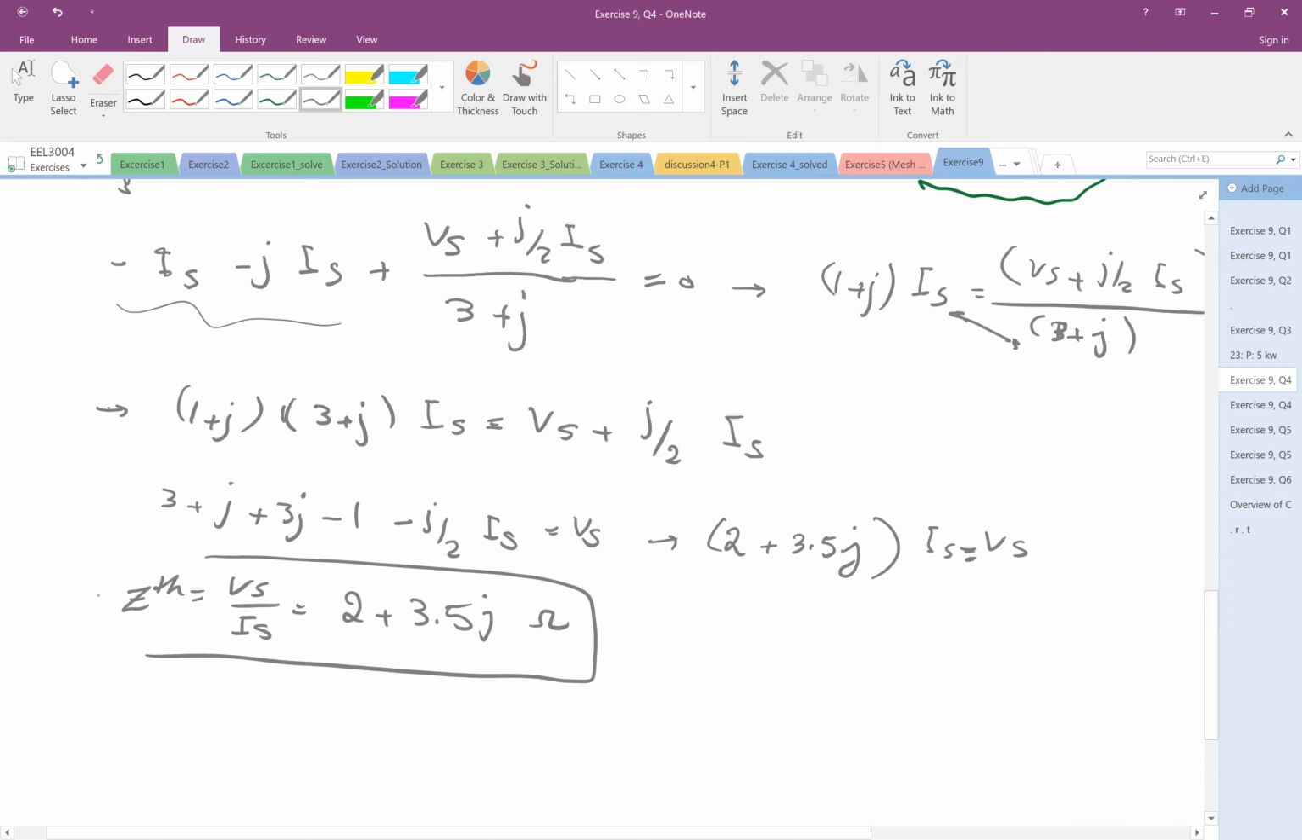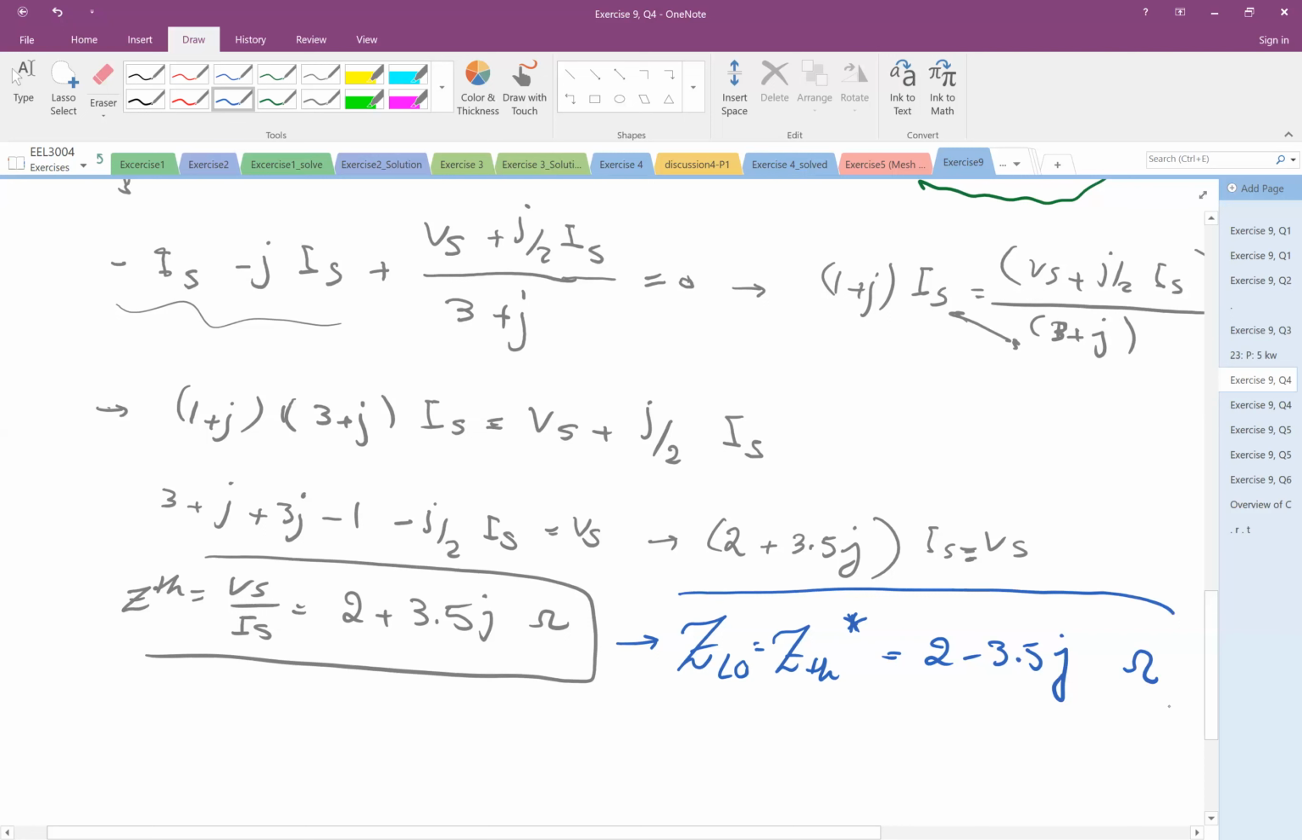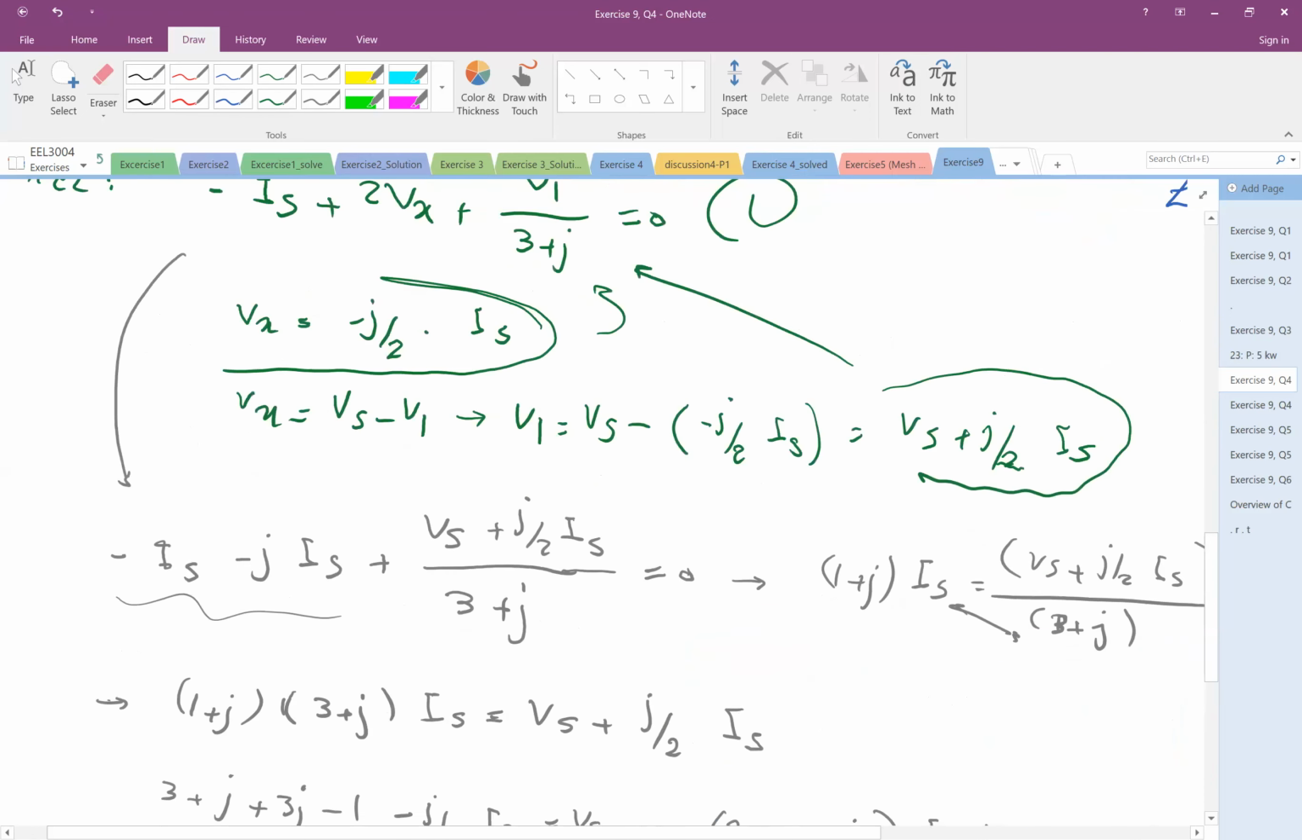This is Z Thevenin. However, you're not done, right? We need Z load, which is Z Thevenin conjugate. So the conjugate of that is 2 minus 3.5 J. So our Z load is basically a resistor. This is our Thevenin, 2, and this other term is negative J, so it means that there is a capacitor, which we can also find, easily find C, given that basically you have the omega.